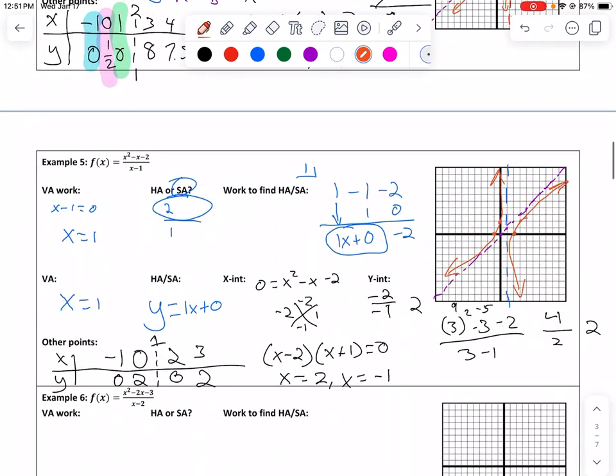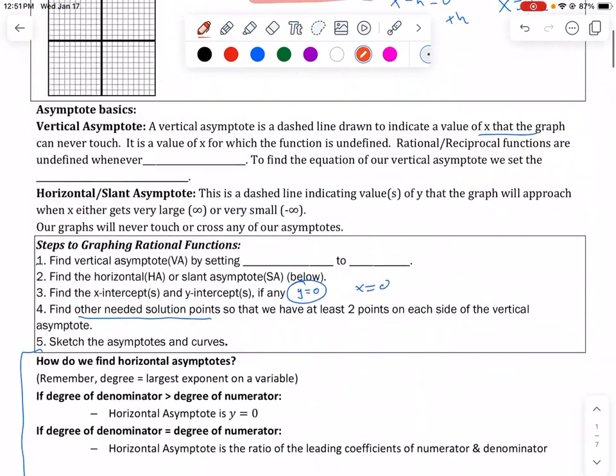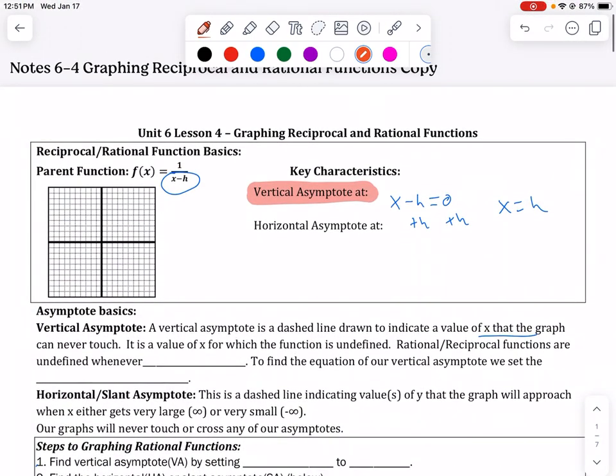Go back, rewatch these, watch the examples on these each time, but that's how we do graphing these crazy, what are they called? Rational, reciprocal and rational functions.